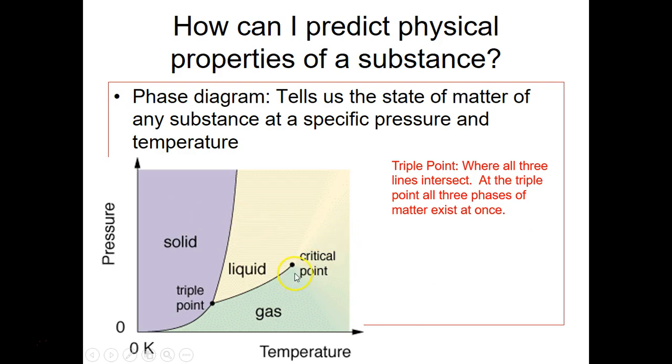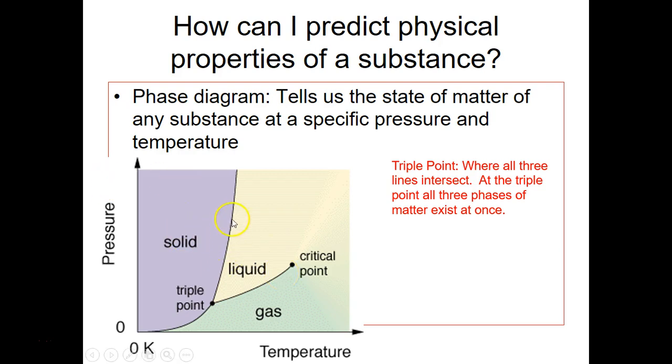Actually, I want to talk about the triple point. So we notice there's a point on this graph called the triple point, and it's the point where all three of these lines intersect on the graph. Now the triple point is a very special place because at the triple point all three phases of matter, solid, liquid, and gas, are existing at the same time.